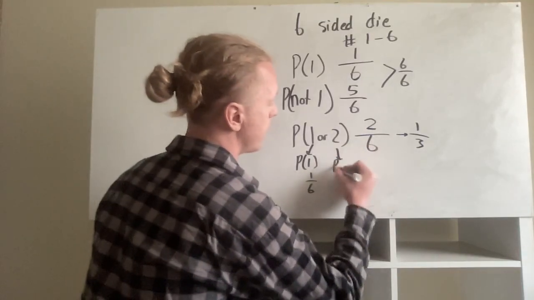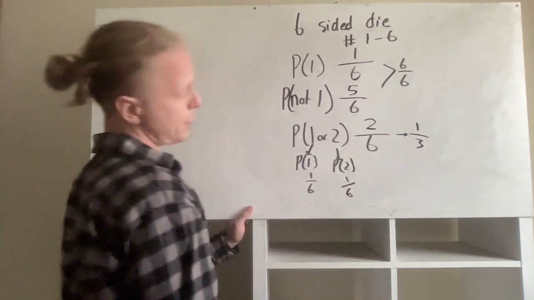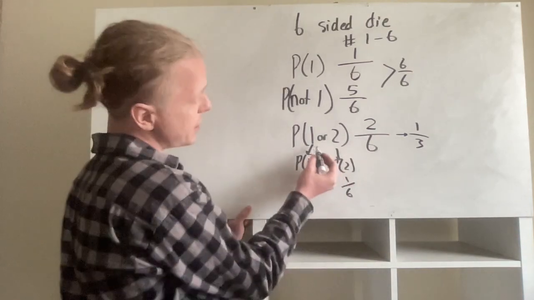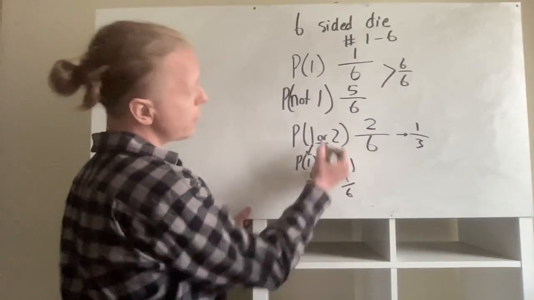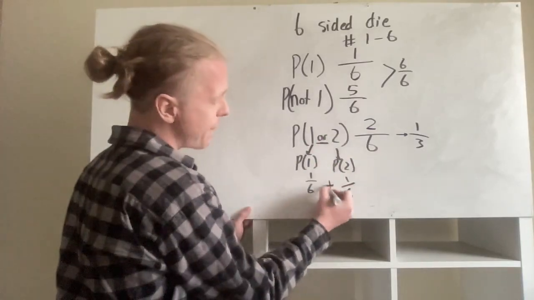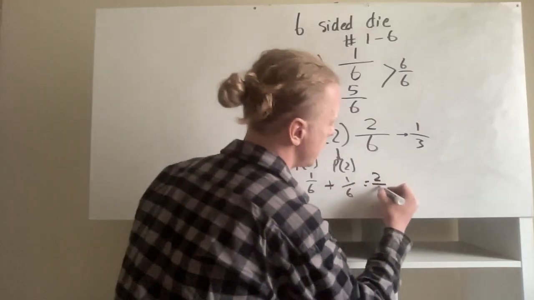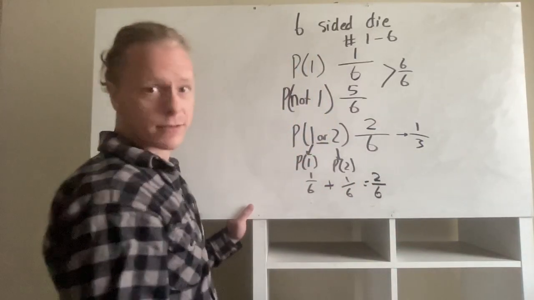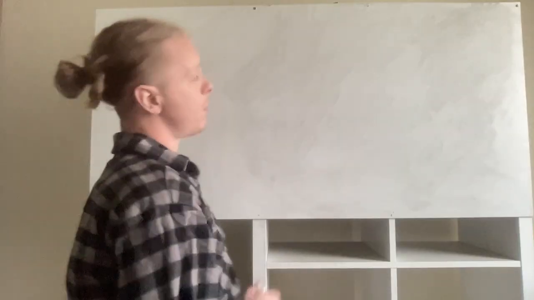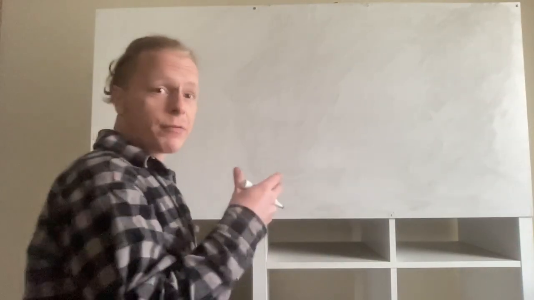Okay, one thing I want to point out, the probability of rolling a 1 is 1/6, and the probability of rolling a 2 is also 1/6. So when we have a situation like this where it says the probability of a 1 or a 2, what do we do with our probabilities? We add them up, right? 1/6 plus 1/6 gives me 2/6.